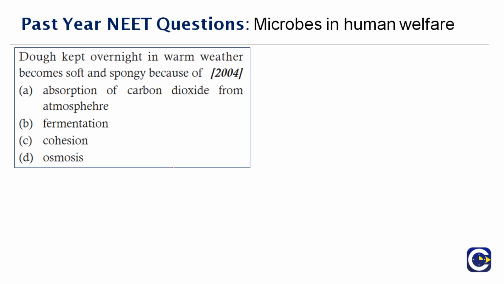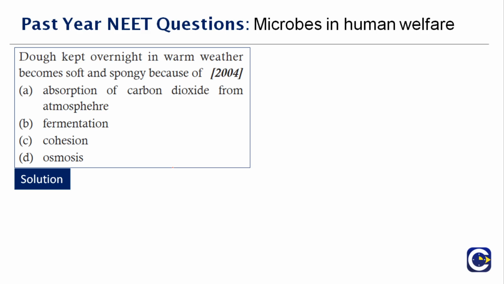Dough kept overnight in warm weather becomes soft and spongy because of dash. Okay, this is a very easy question. You must have seen your mom making batter, dosa batter and all that at home. They mix it with hand, add some salt, and keep it overnight outside. They don't keep it in the fridge. What is that process actually? When you take it the next day, you see that the batter has become fluffy and a little raised. You must have seen this. So what process is that? Very easy question. Yes, it is fermentation.